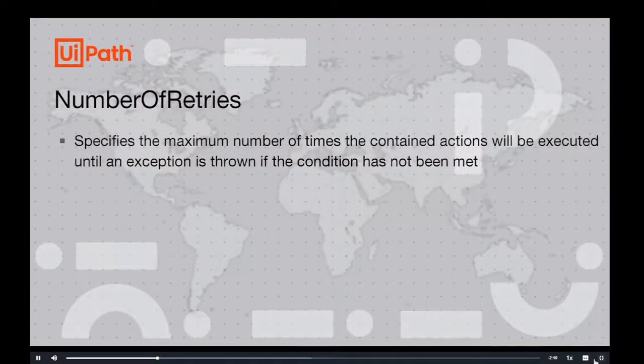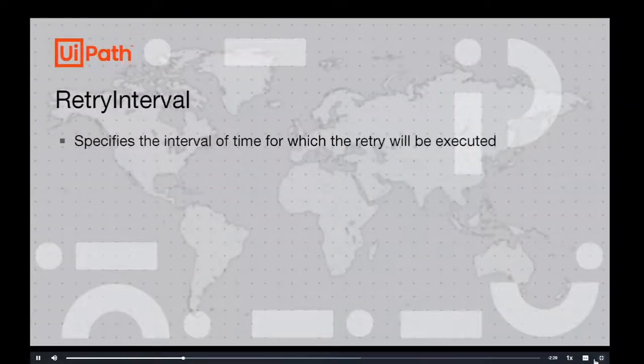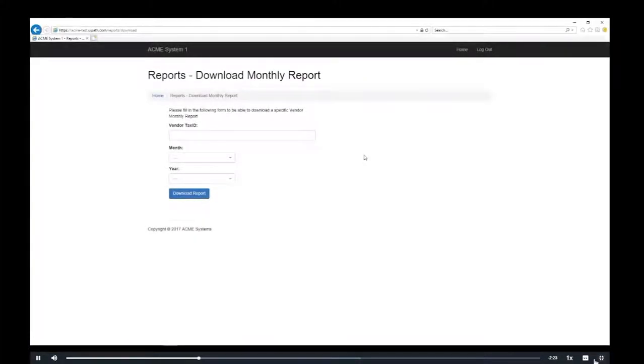Number of retries specifies the maximum number of times that the contained actions will be executed until an exception is thrown if the condition has not been met. The retry interval specifies the interval of time for which the retry will be executed. We will first have a look over the component created, which downloads a report from Acme System 1.